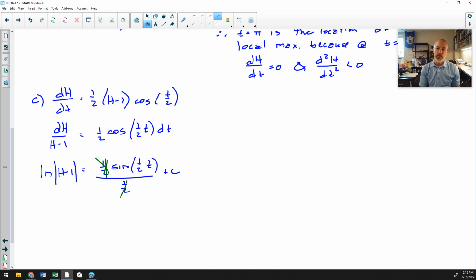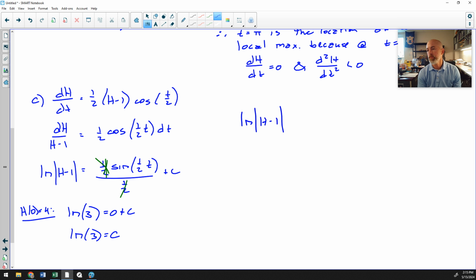And once I do that, I now will solve for my constant. They tell me that h of 0 is 4. So if h of 0 is 4, then that means the natural log of 4 minus 1, that's the natural log of 3, is equal to the sine of 0, that's 0, plus c. That means c is the natural log of 3. And I'm guessing that's 3 points. 1 point for the separation, 1 point for the antiderivative, 1 point for solving for c. Then we take that c, we plug it back into the equation where we solved for c. And we have the sine of 1/2 t plus the natural log of 3.